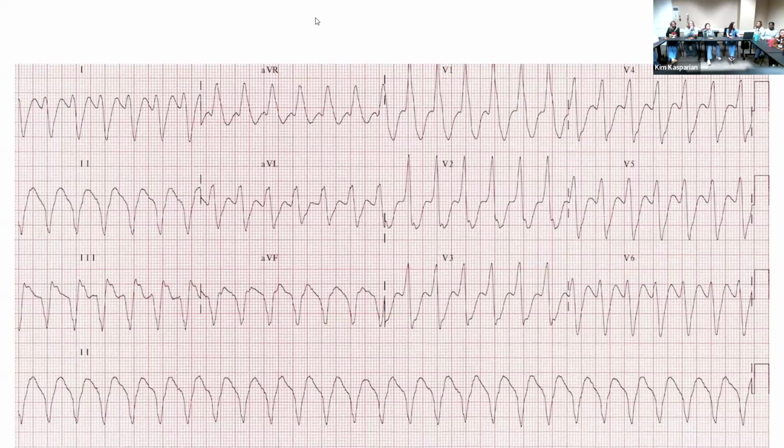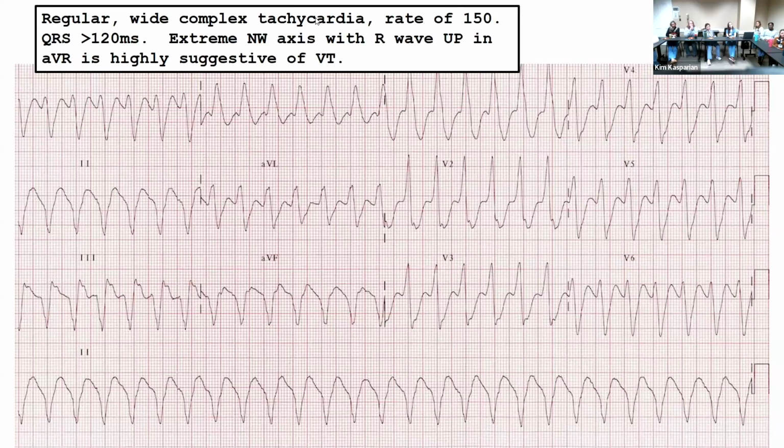I won't make y'all read this one, but this is going to be VT. There are a lot of criteria for diagnosing VT, which is like an entirely different lecture. What I wanted to focus on was the fact that it's usually VT, but there are a couple of things that can be hints. This is regular, which is important for VT. Wide complex, if it's irregular, that's unlikely to be VT. That's probably going to be one of your other SVTs. A lot of times it's AFib plus a left bundle branch block.